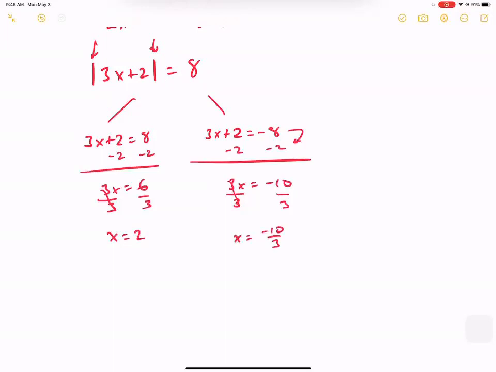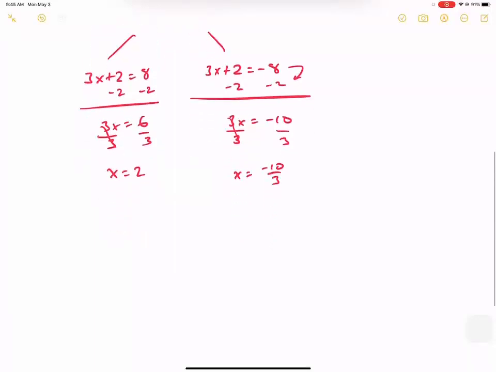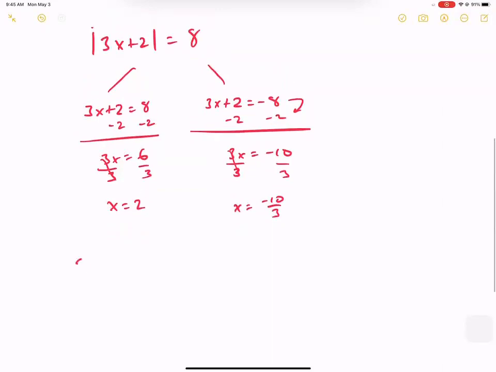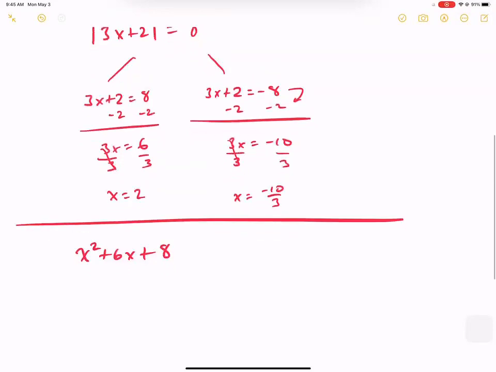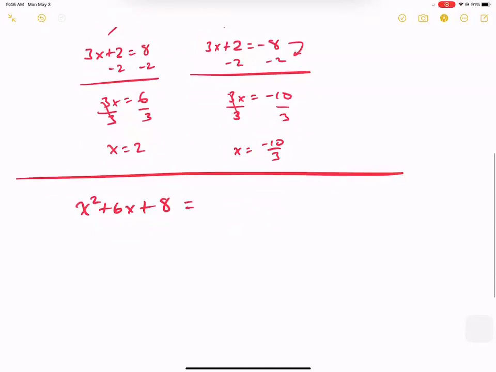So as problems got more difficult, we found other methods to solve for them. Now, the last section we were dealing with x squared problems. And we saw x squared problems in this form: x squared plus 6x plus 8. Now, we were not asked to solve for it, but we were learning a method called factoring. And I asked you guys to instead factor this.